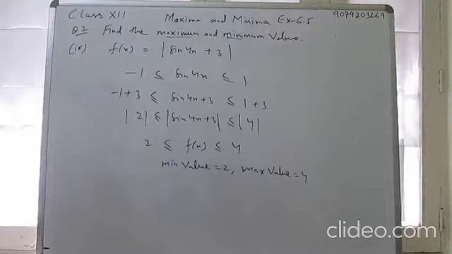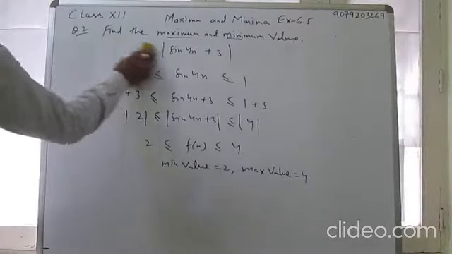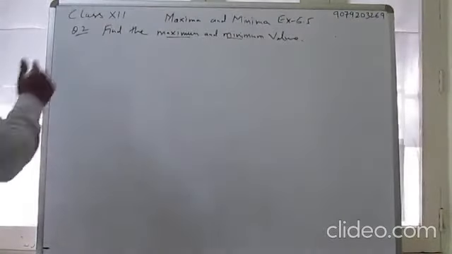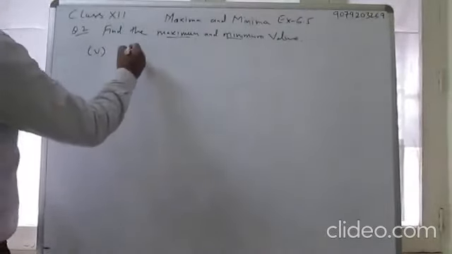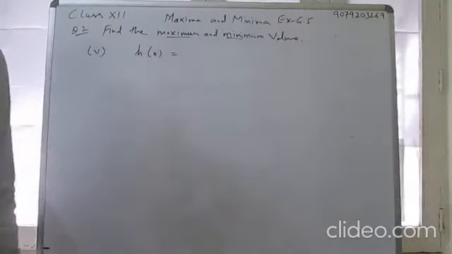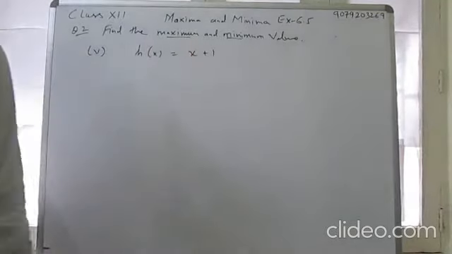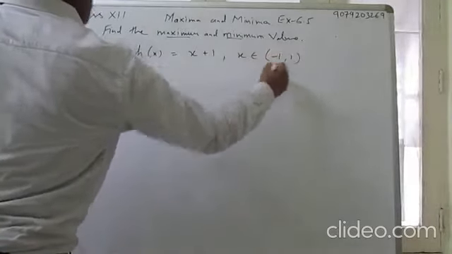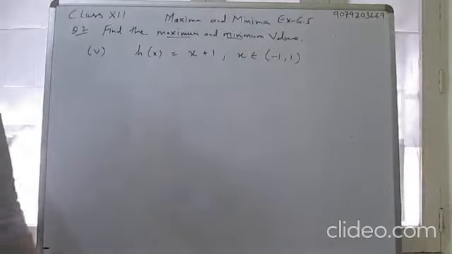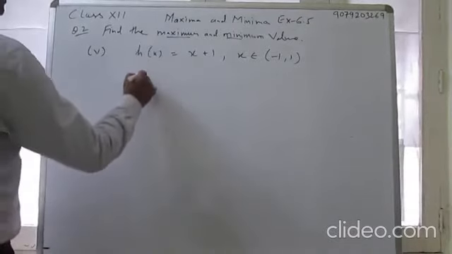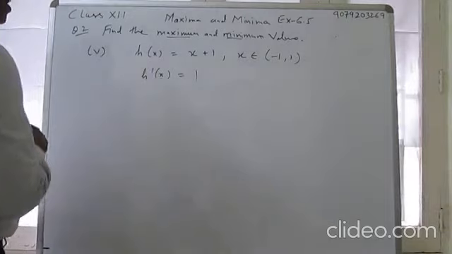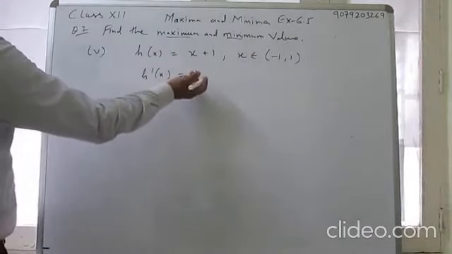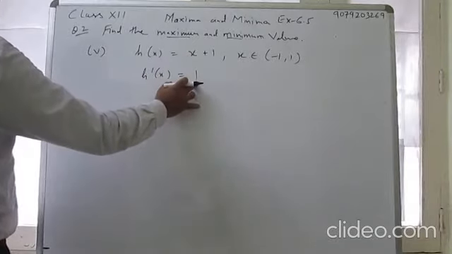Now I will take the fifth part. Now fifth part is h(x) is equal to x plus 1, and x belongs to minus 1 to 1. Now h dash x, what is h dash x? It is equal to 1. Now h dash x is never equal to 0. It is positive, so h dash x sign does not change.